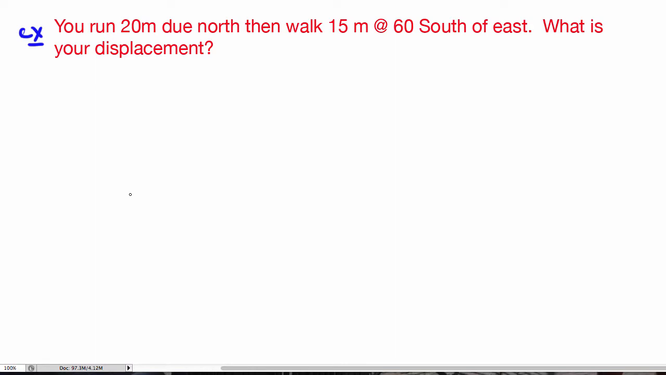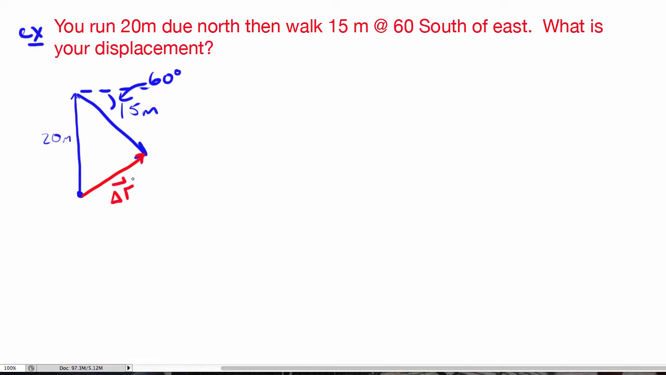All right, so the picture for this problem looks something like this. We start down here at some origin. We walk 20 meters straight north, and then we come back and walk a bit southeast. So that's 15 meters. And we've been given this angle right here, which is 60 degrees. So this is really a vector addition problem. I simply want to add these two vectors together so that I can come up with the resulting displacement, which I'm going to call delta r, the vector difference between the starting and ending positions.